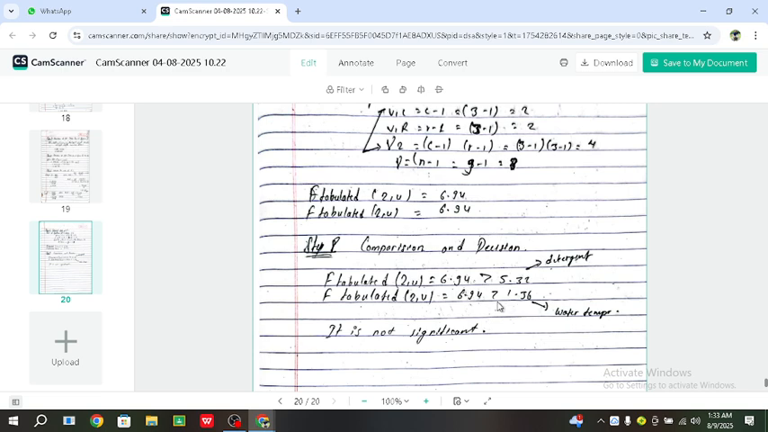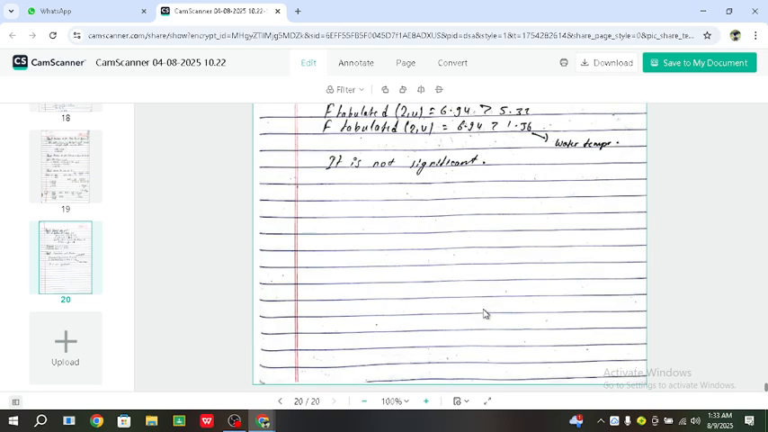Now for water temperature, the tabulated value is this much and this much, so it is not significant. It is not significant because the tabulated value is greater than the calculated value, and if here it were 6 point something, then it would be significant. But here both are just opposite. One is equal and another is unequal, so it is not significant in conclusion, in decision.